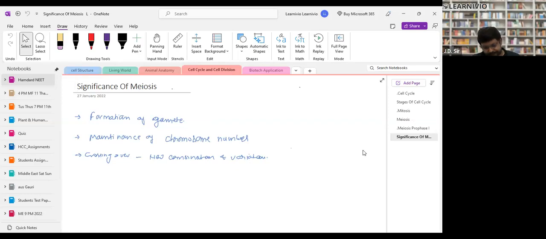Go through it, and even after the class, go through it rigorously again and again, because this is a bit complex. Mitosis is okay, but meiosis is a bit complex process.